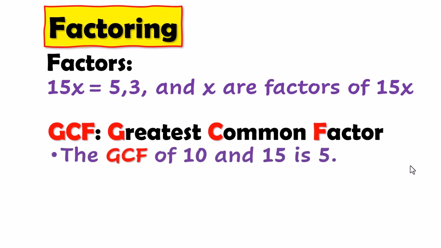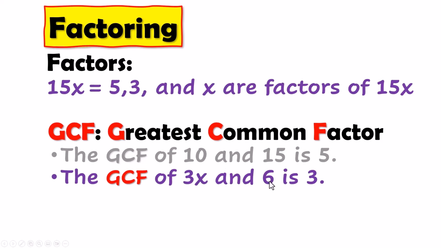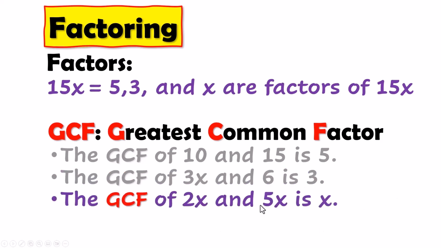The greatest common factor of 10 and 15 is 5. It's the largest number that you can divide out. If you were looking at 3x and 6, the only thing I can divide out of a 3x and a 6 is 3. The greatest common factor of 2x and 5x is just the x. 2x is 2 times x, 5x is 5 times x. There's no numbers that go into both 2 and 5, so it's just the x.